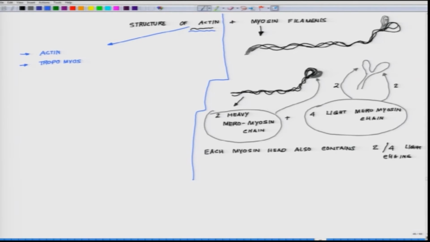Tropomyosin and troponin. It is made up of 2 helical strands that are loosely connected. Okay, 2 helical strands which are loosely connected.